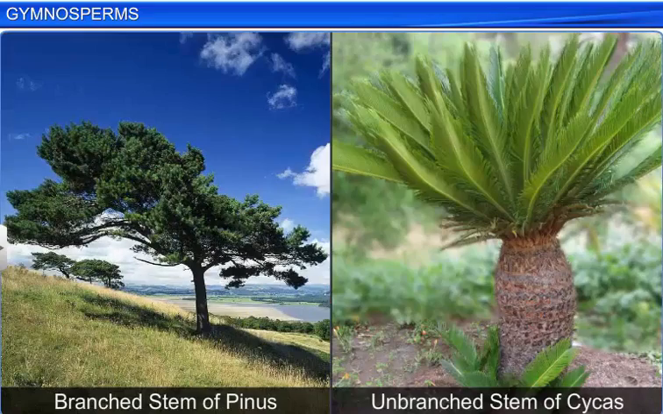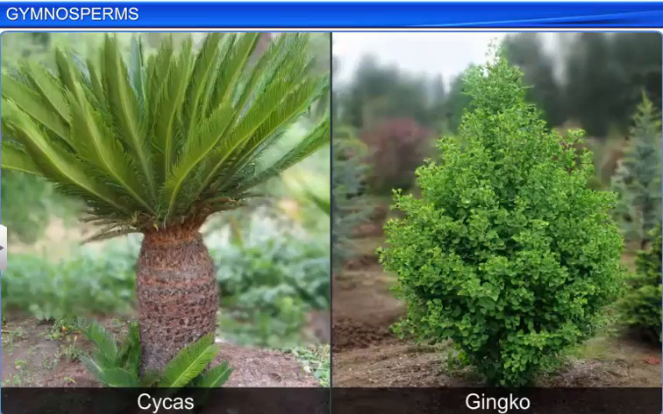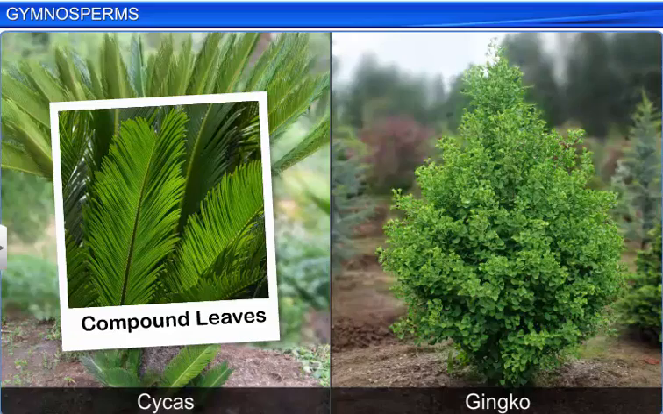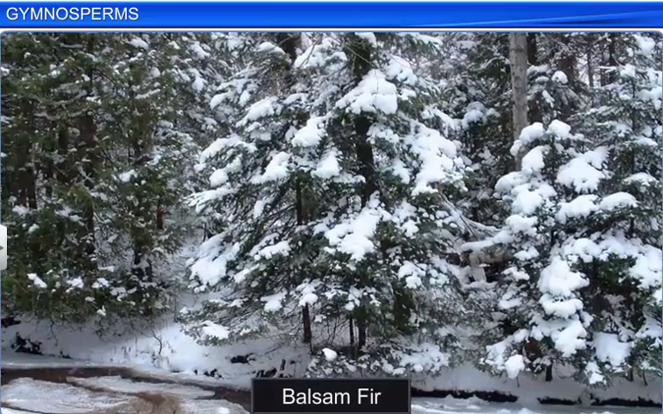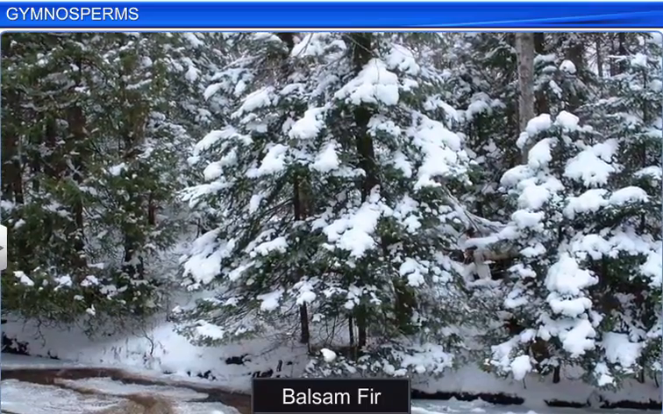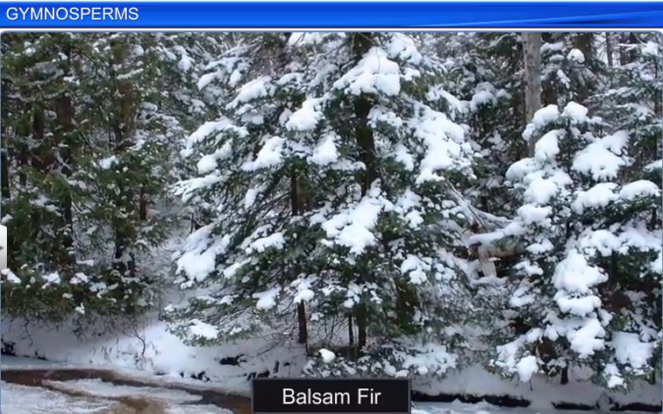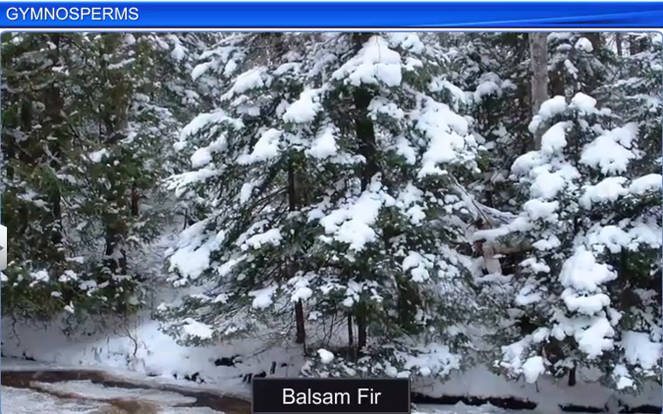The stems of a gymnosperm can be branched or unbranched, and the leaves can be compound as in Cycas or simple as in Ginkgo. Moreover, these leaves are well adapted to withstand extreme climatic conditions as seen in balsam fir.